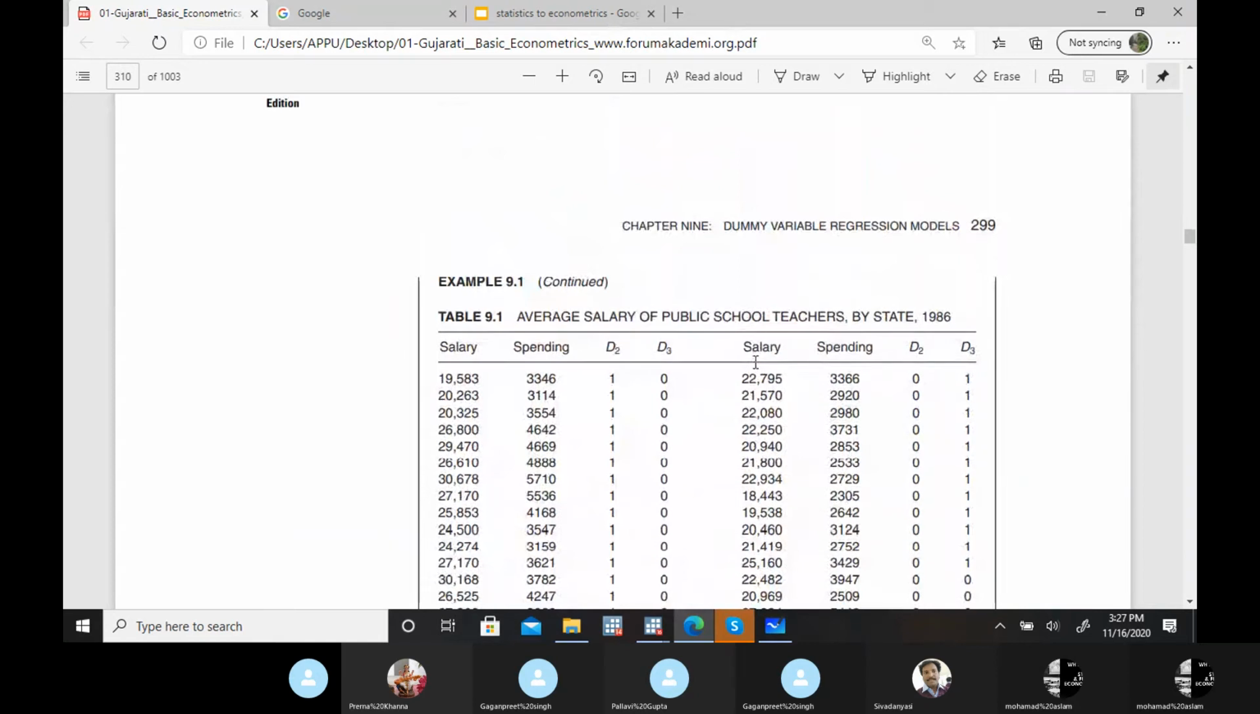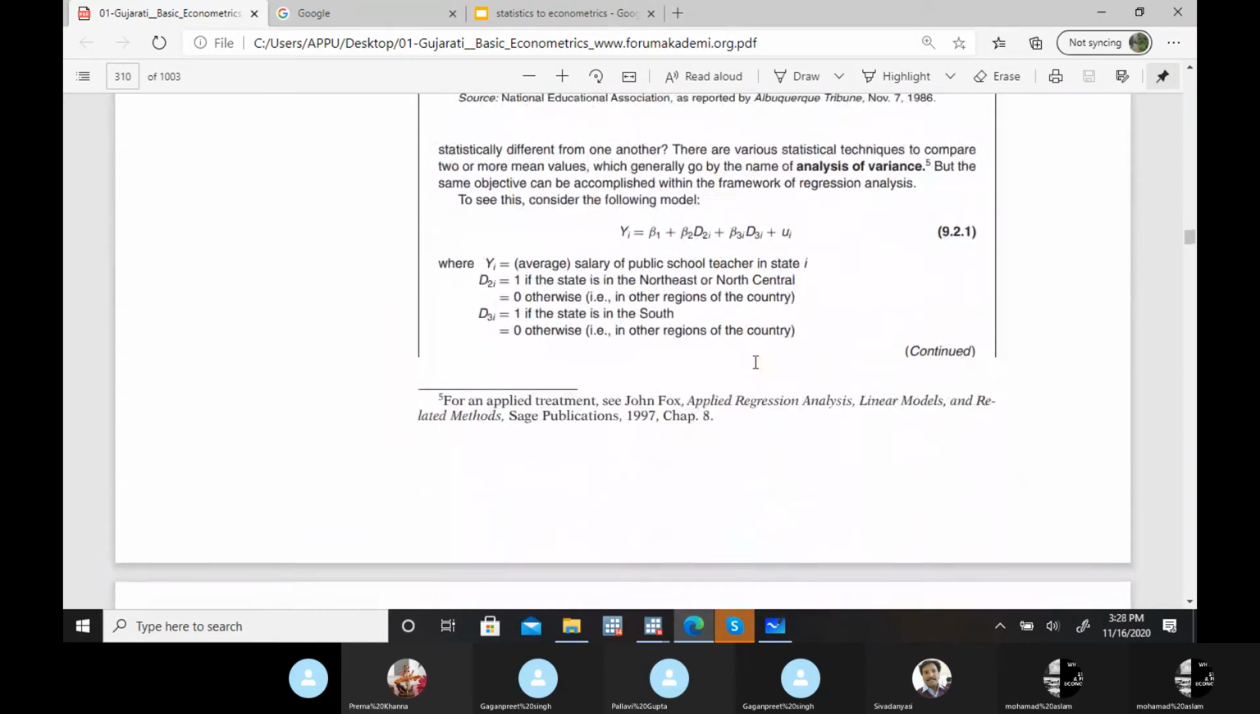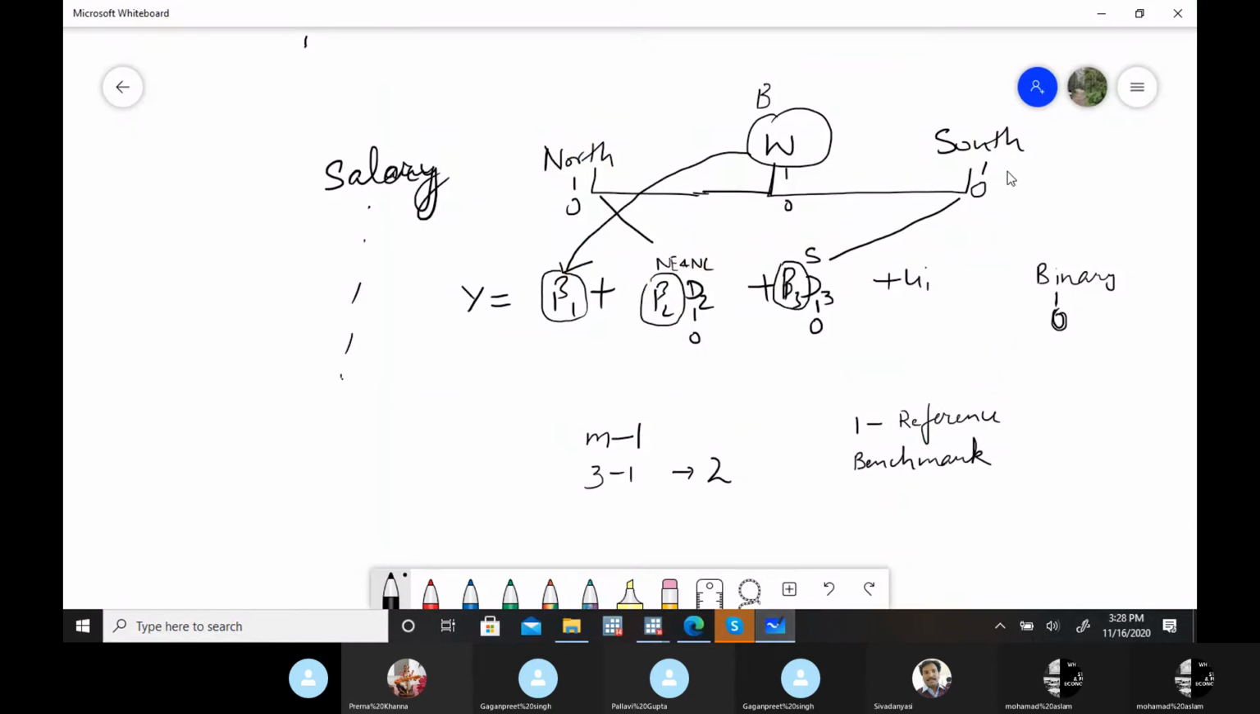So I hope now you get this point, that the first important thing is the number of categories you have in your variable. Then you have to introduce it in a regression model in the form of binary. It might be 2, 3, or 4 categories, but at least in the form of binary. And the rule is m minus 1 if your regression model is with an intercept term.